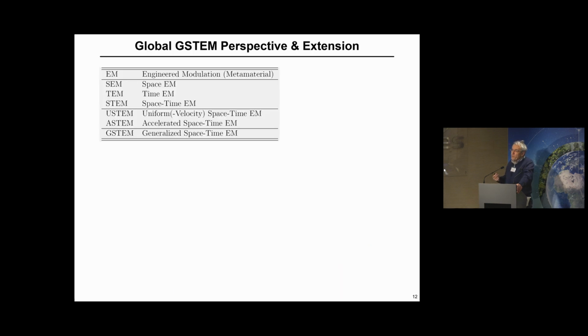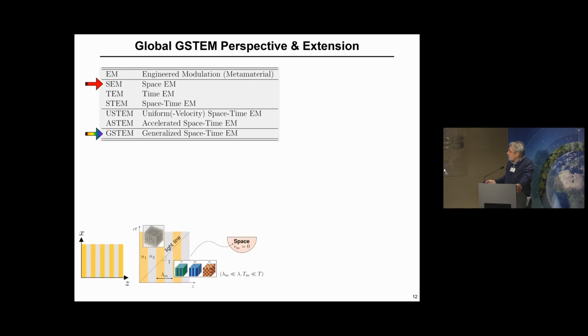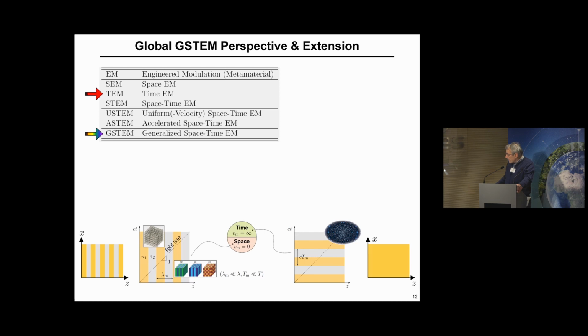So now we have all the ingredients to come up with this general perspective of engineering the modulation for GSTEM. We can consider that we have pure space systems, just a modulation in space. And this is the case of photonic crystals and conventional metamaterials. So here, this is the static case where the velocity of the modulation is 0. But then you can have pure time systems as illustrated here. Now the modulation is not in the space, but it's in time. And this is instantaneous. So this is the limiting case of an instantaneous system.